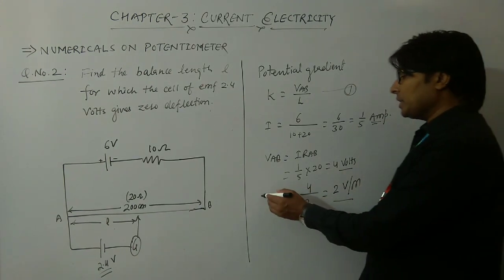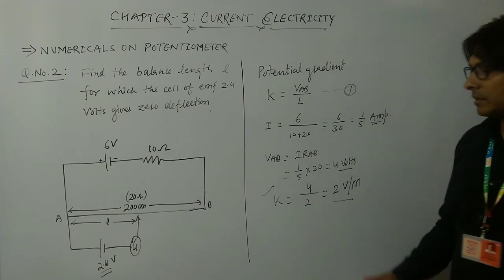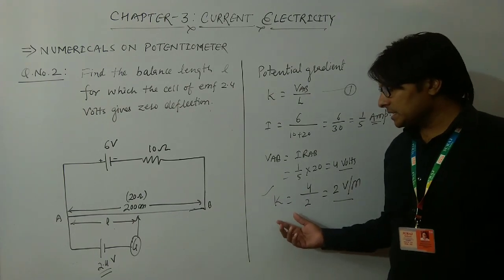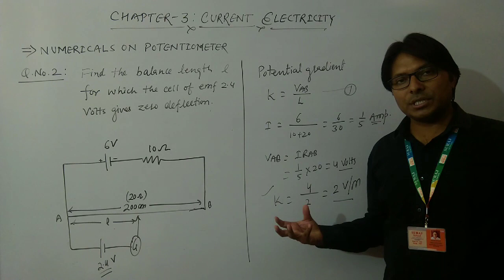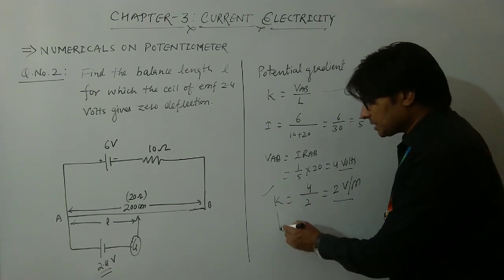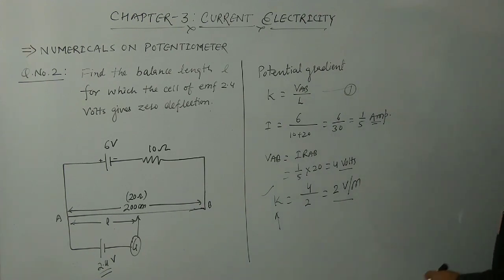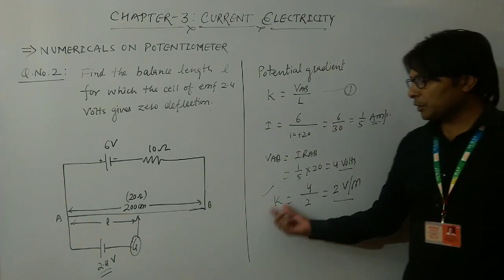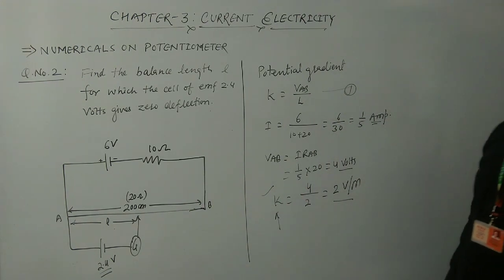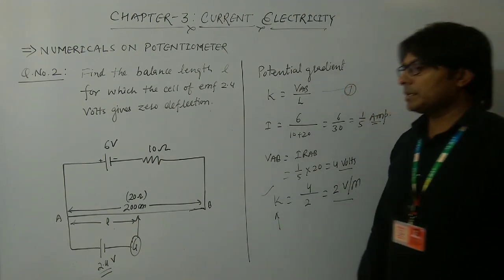Although this has not been asked, as we have discussed earlier, in a potentiometer question you always have to find this out. Now, using the value of this potential gradient, we can easily write down the equation.